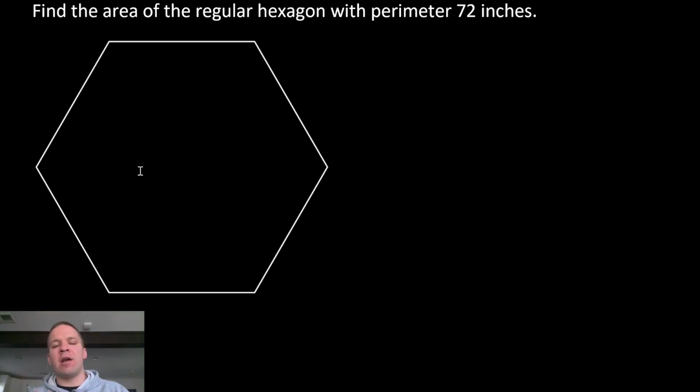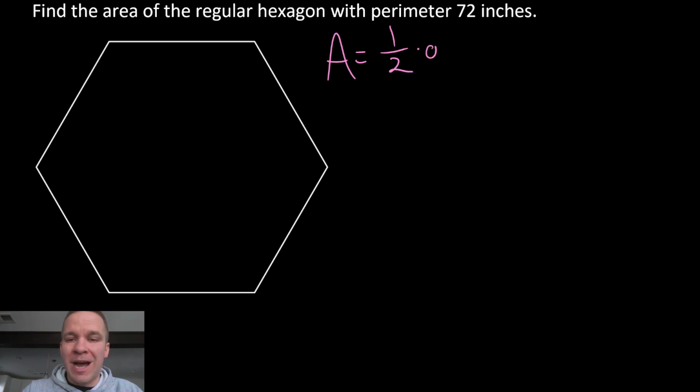We're going to find the area of the regular hexagon with a perimeter of 72 inches. All right, so we have a regular hexagon. Do we know our formula for the area of a regular polygon? If not, let's jot that down. It is 1/2 multiplied by our apothem, what the heck is that, times the perimeter. The perimeter is our distance around, and we already have that.